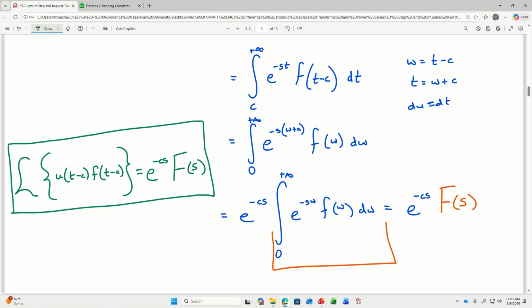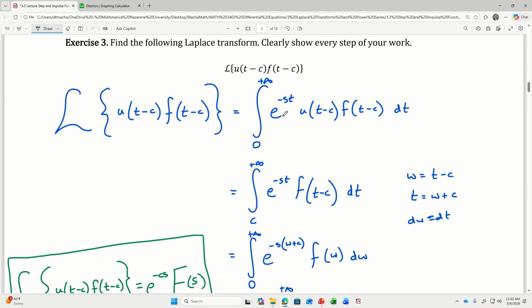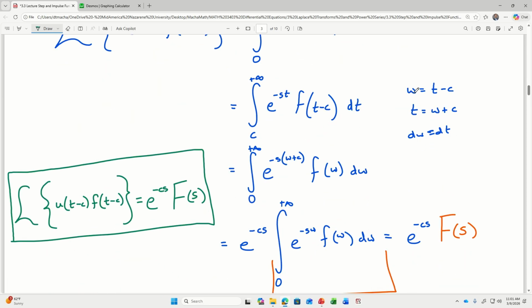And again, that's on your little table, so you already have that in your handout. But this is how you find that Laplace transform. When you were asked to find the Laplace transform, this is the work you would need to show. Any questions about this? Okay.